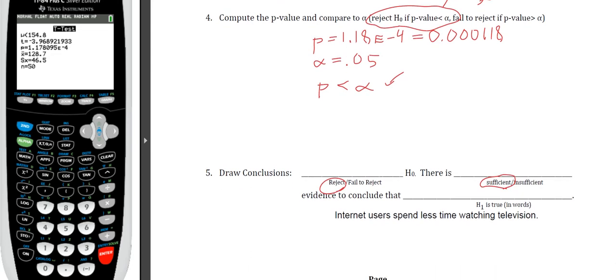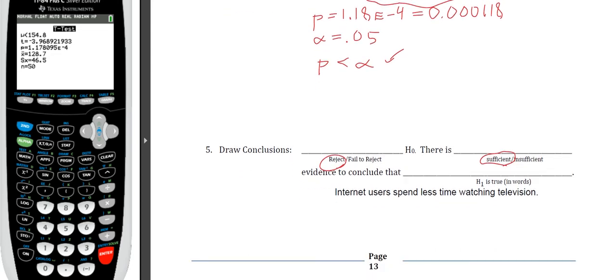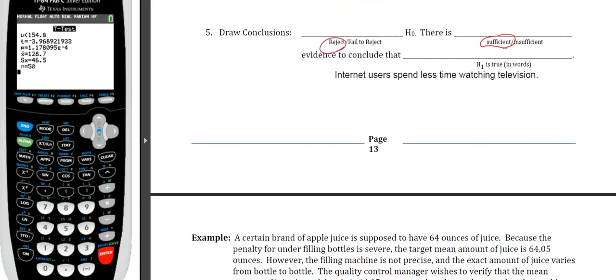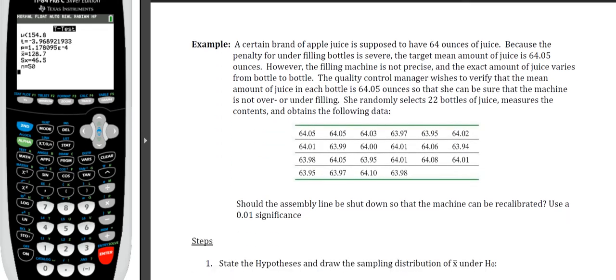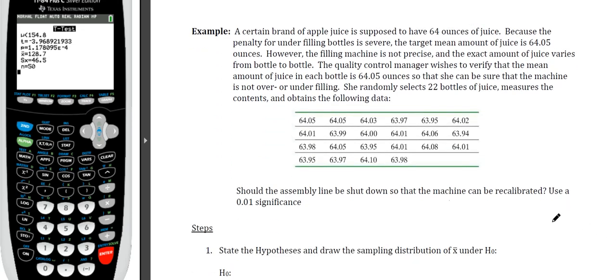All right. Hopefully you're starting to get the hang of these hypothesis tests. We have a couple more to do here, and this next one is one where we have a data table. A certain brand of apple juice is supposed to have 64 ounces of juice. So that's the supposed value. That's mu sub 0. Because the penalty for underfilling bottles is severe, the target mean amount of juice is 64.05. Oh, all right. So that's our mu sub 0 now.